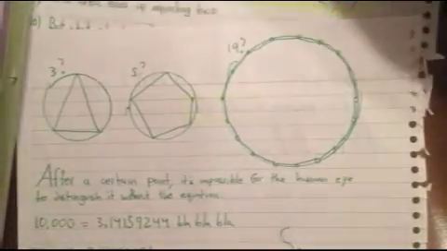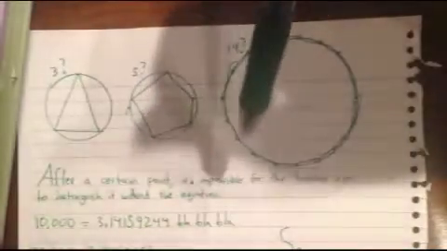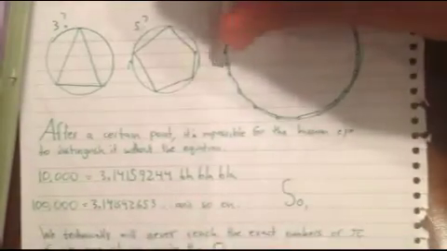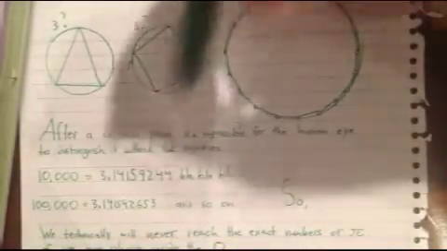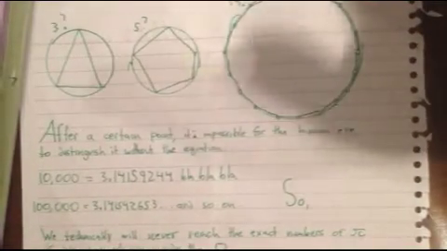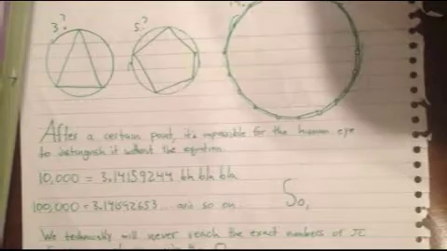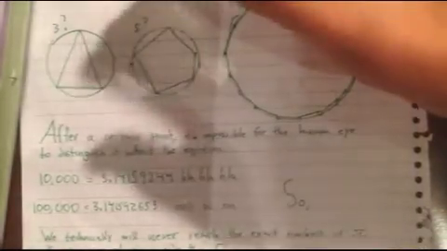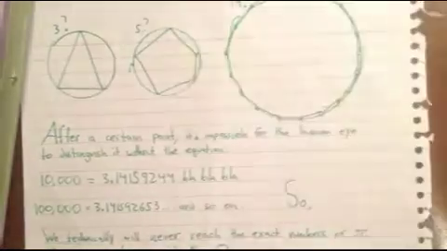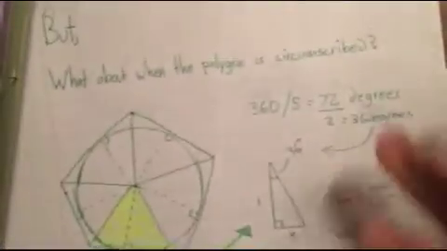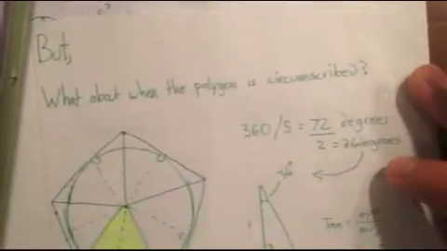So as I said before, 10,000 is 3.141592444, and so on. And 100,000 is 3.141592653, and that's actually where it stops being correct. So we'll technically never reach the exact number of pi if we're always inside the circle creating more sides, because ultimately reaching pi is impossible because a circle has an infinite number of sides. But we can actually do this when a polygon is circumscribed around a circle too, not only inscribed.